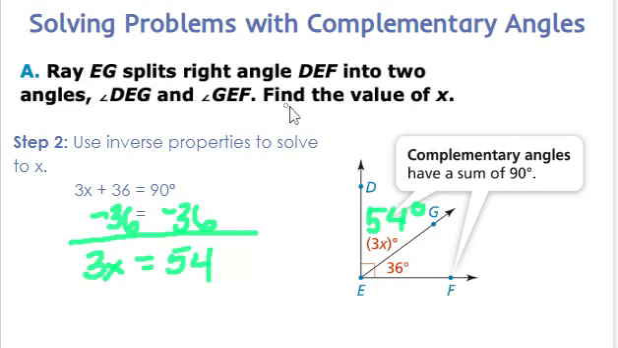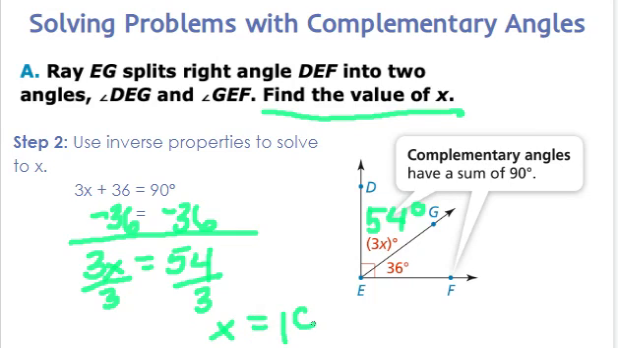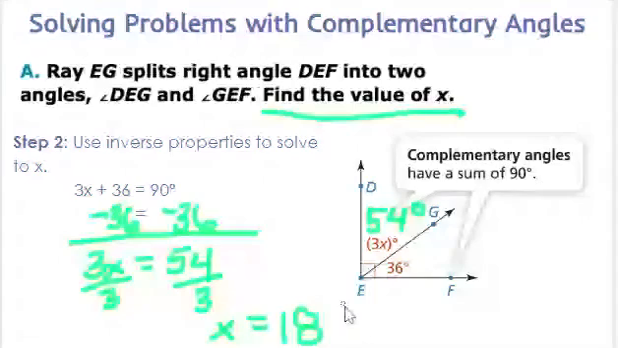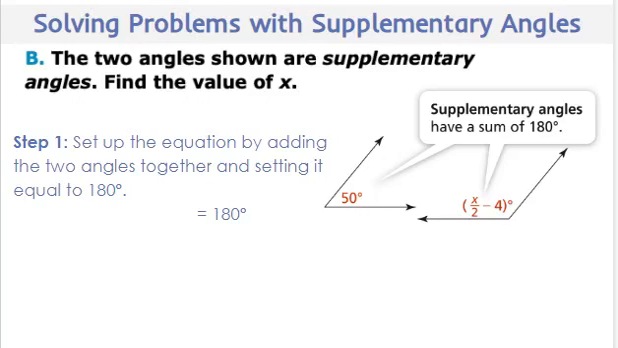However, we're not solved our problem yet. Our problem asks us to find the value of x. So our last step is to go ahead and divide both sides by 3, and we find out that our value of x is equal to 18. If we were given more angle values, or if we were asked to put the value of x into a different equation, we would now be able to do that.